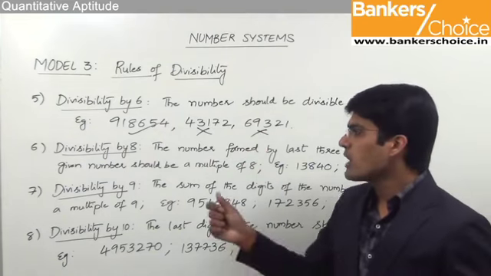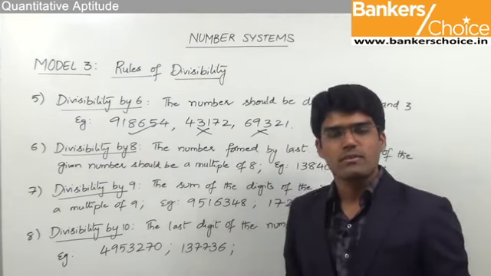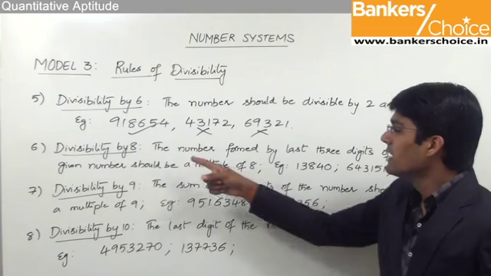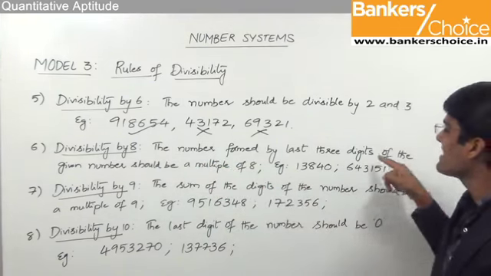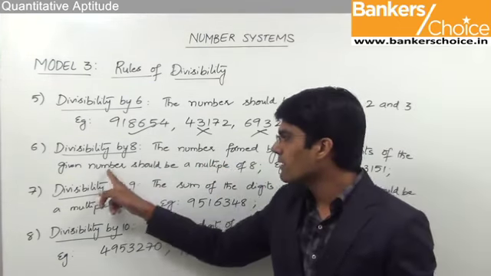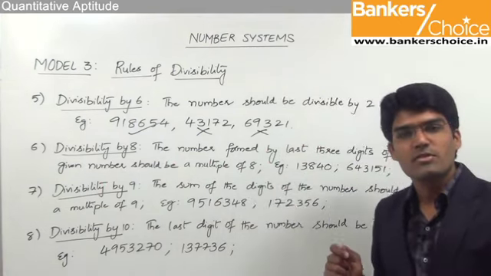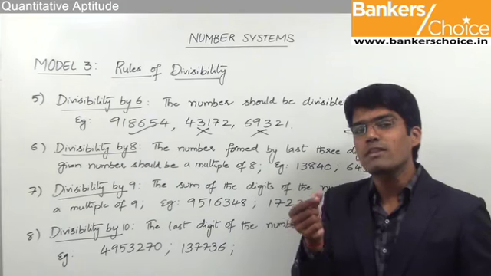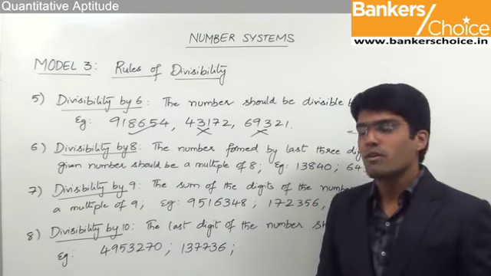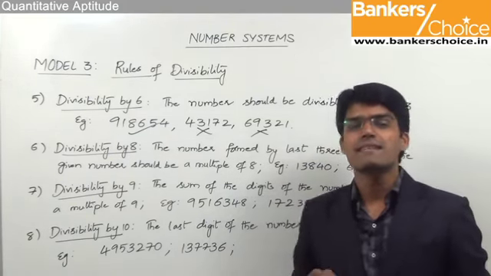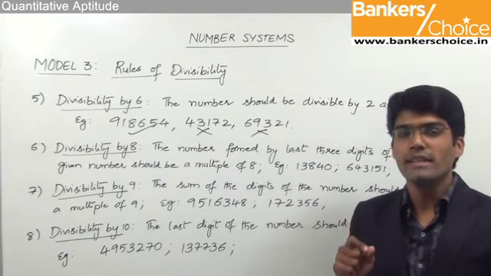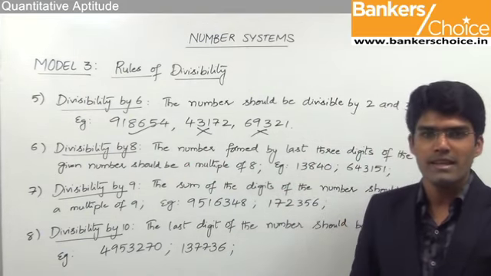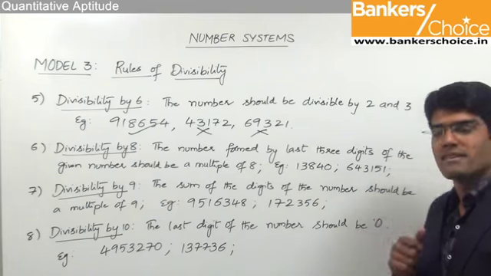Let us now see what is the divisibility rule for 8. Now for a number to be divisible by 8, the number formed by the last 3 digits of the given number should be a multiple of 8. So that's like 4. In case of 4, we see that the last 2 digits have to be a multiple of 4. But in case of 8, the last 3 digits have to be a multiple of 8. Only then the given number is divisible by 8. Let us take some examples and understand this.